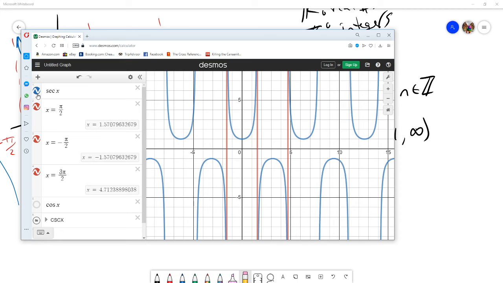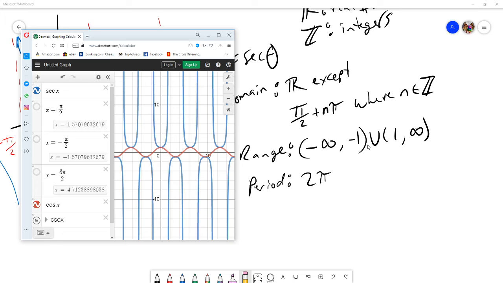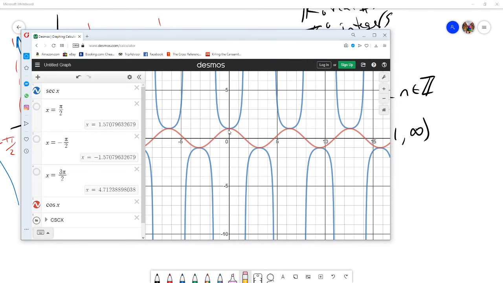Now, probably one of the coolest things about this graph is when we graph secant with cosine. If we remember, secant is 1 over cosine. So it's not a coincidence that the range here does not include from -1 to 1, because that is directly relevant to cosine's range. Cosine's range is from -1 to 1. And we can see the parallels here.